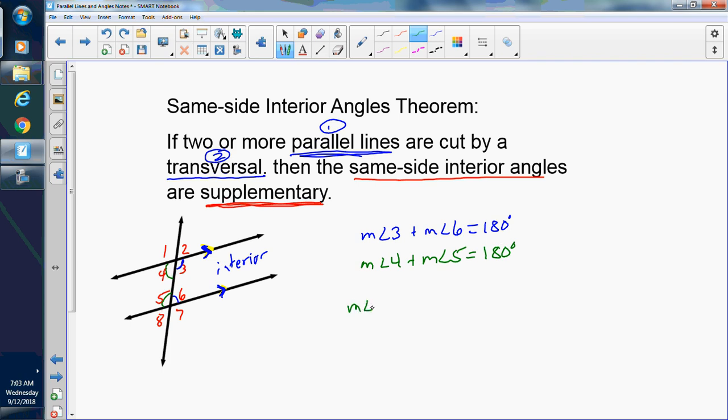So if we knew that angle 4 was, say, 70 degrees, that leads us to the measure of angle 5 would have to be 110, because 70 plus 110 is 180. And if we knew the measure of angle 4 was equal to 60 degrees, that leads us to the measure of angle 5 being 120 degrees.